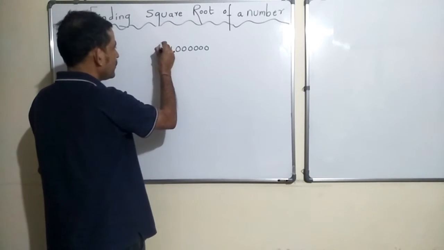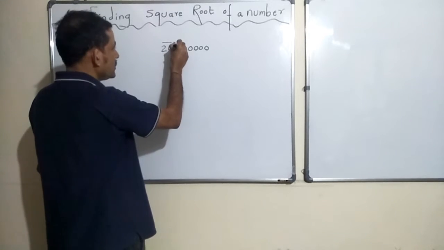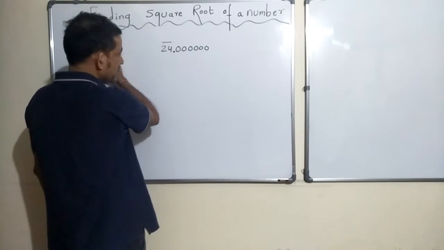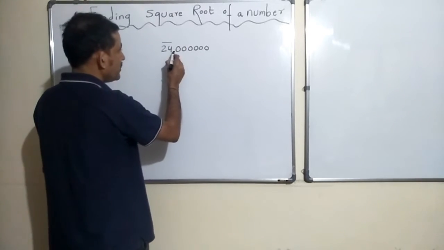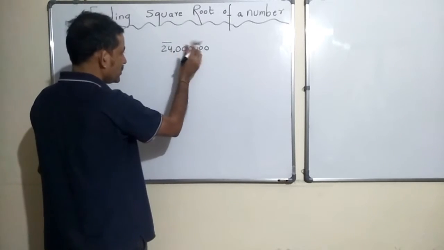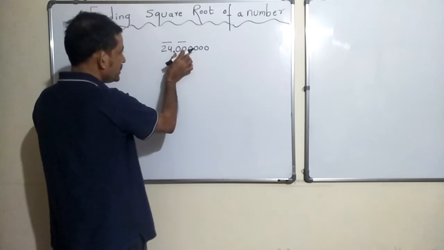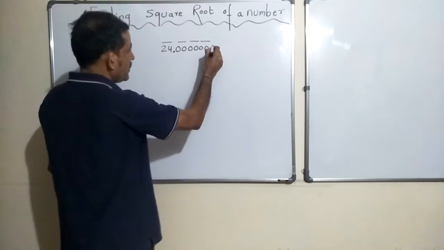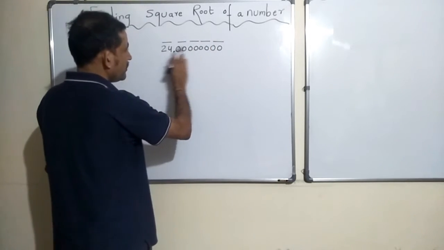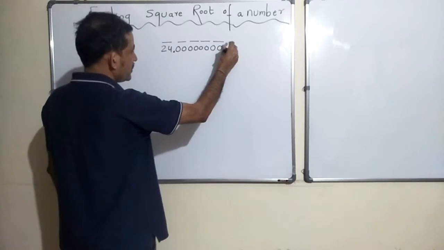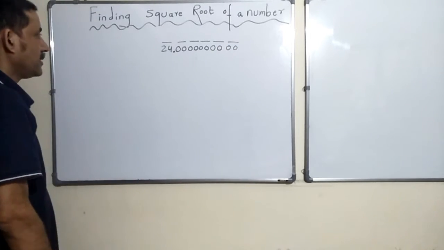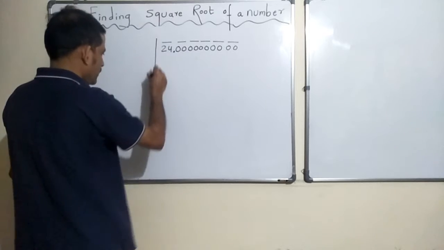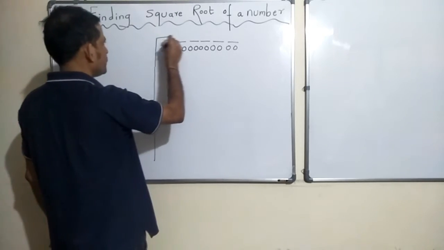So now 24, this is one group. Similarly, there are no numbers further to the left, so I leave it there. And now from the decimal, I move to the right. So 2 digits, one pair; 2 digits, another pair; 2 digits, another pair. If you want to add, it does not matter. Any number of zeros you can add. Group them. Okay, this is fine. Now the method goes like this.